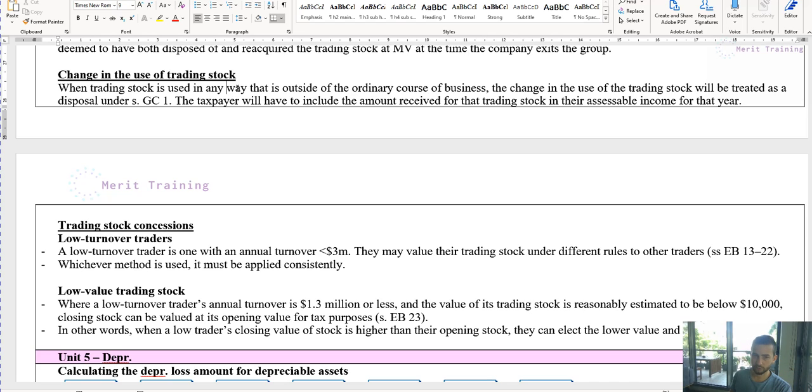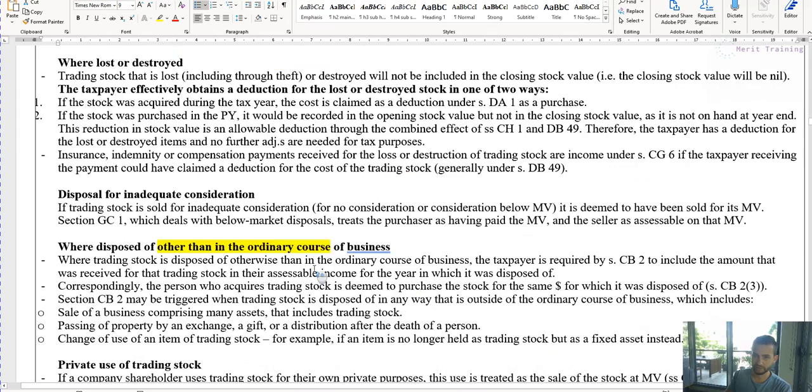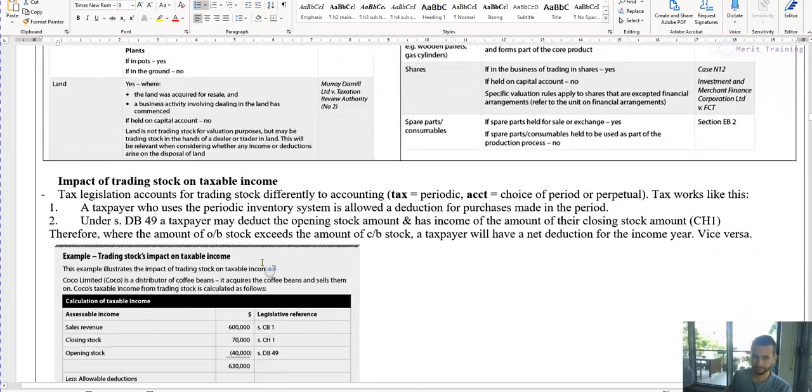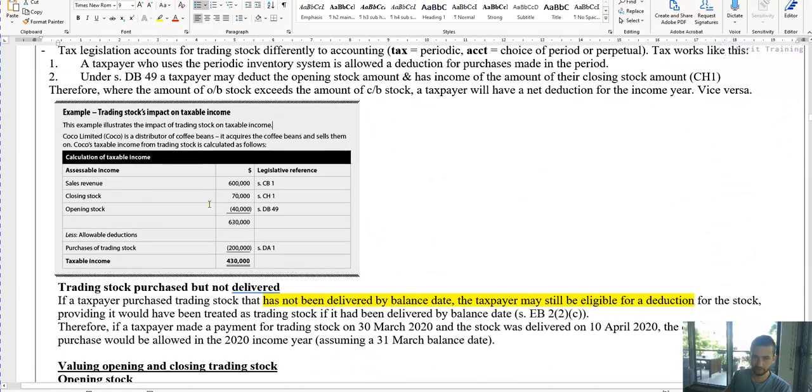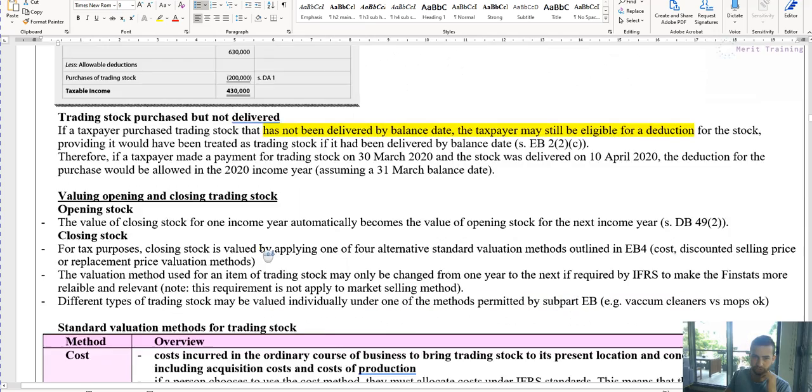has the best concession of all, which is basically they don't need to worry about the closing balance versus opening balance adjustment. Basically, the closing stock can always be valued at opening value for tax purposes. So what that means is this adjustment here between closing stock and opening stock, the net balance, is always going to be zero for that small trader. So the only things they need to worry about are sales revenue less any purchases for the year. So it's basically just a way of allowing that taxpayer to be assessed on a cash basis, because all it is is their revenue less what they've actually paid during the year.